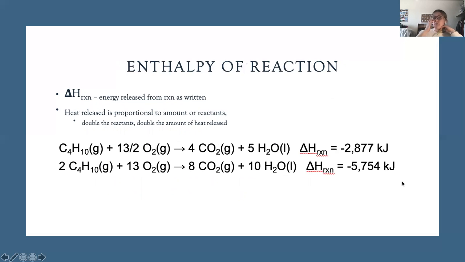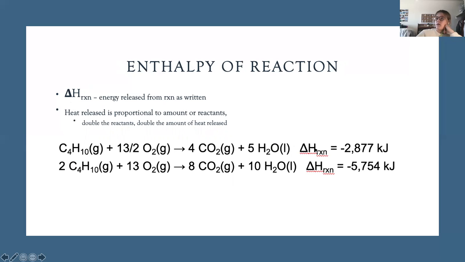Moving on to enthalpy of reaction. Enthalpy of reaction is energy released from a reaction as it's written. And this heat released is proportional to the amount of reactants. So what that means is if you double the reactants, you double the amount of heat released. So in this example here, we've got this chemical equation.